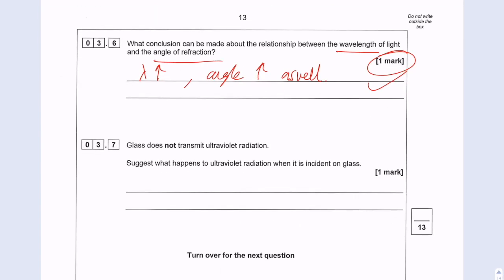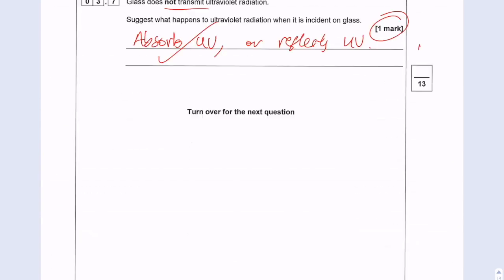What happens to the ultraviolet when it's incident on the glass? If it doesn't transmit it, there's only two options. Either it absorbs the UV, or you could say it reflects the UV. So it's a combination of that. You got a mark for saying either one. Okay? So that's pretty much the rest of the test. That's all done.